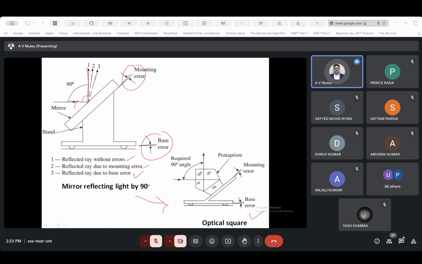It's a pentaprism. So the light, at any location, in any direction, or even if there is, for example, a mounting error or a base error, whatever the error, the light strikes at this location, and then it strikes somewhere here, and then this path is always, for example, 90 degrees. So you can convert or reflect the light by 90 degrees.